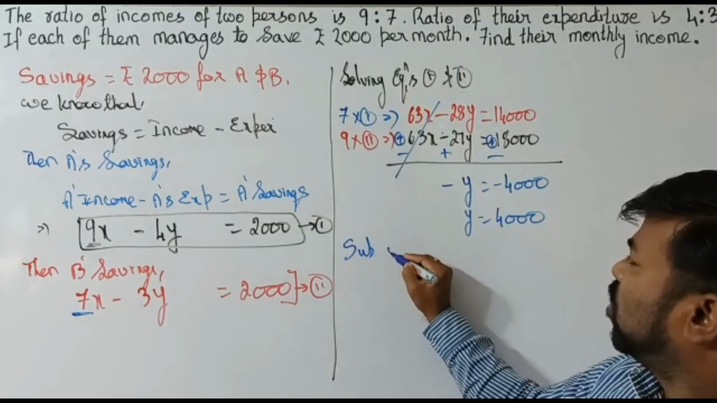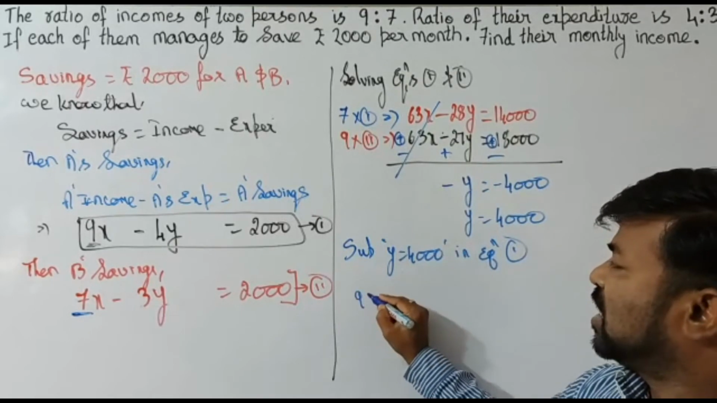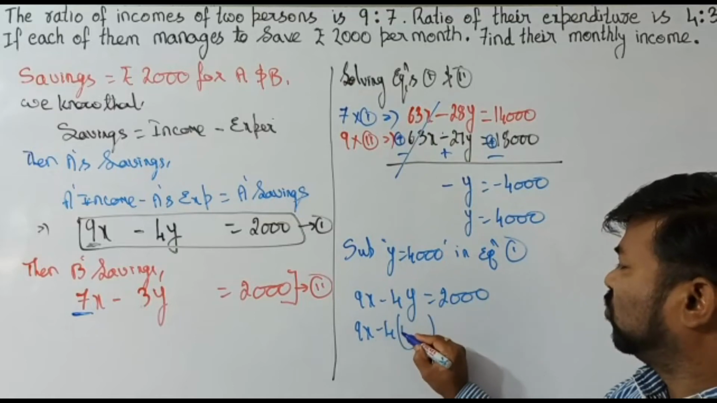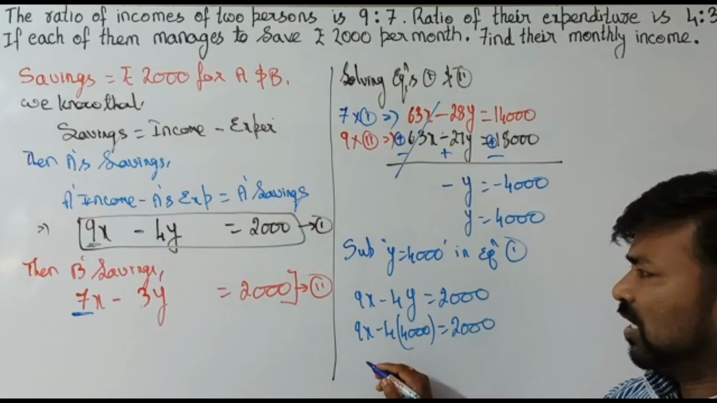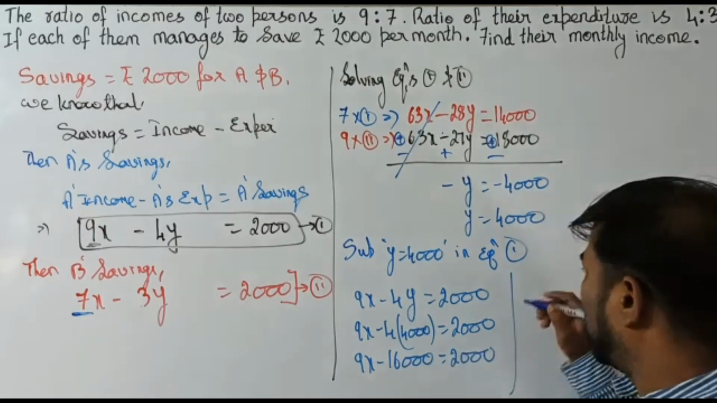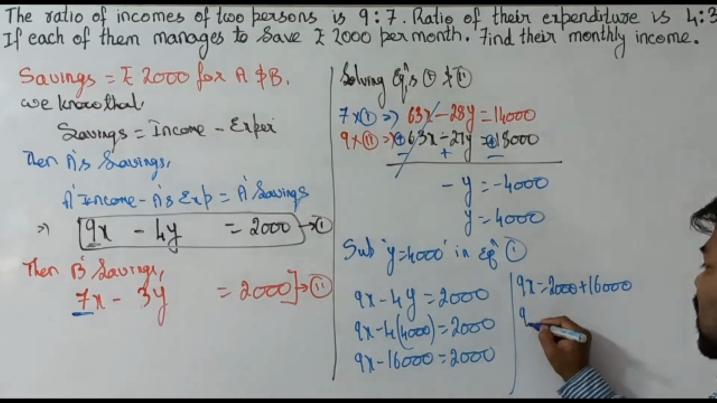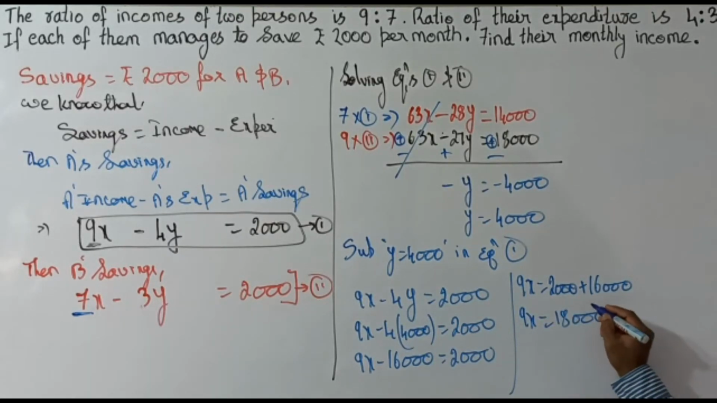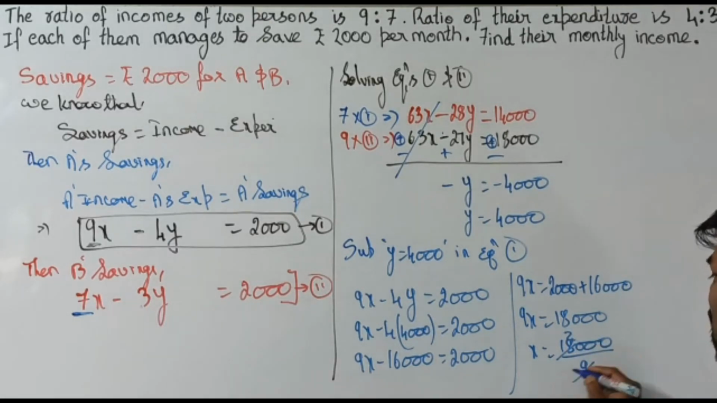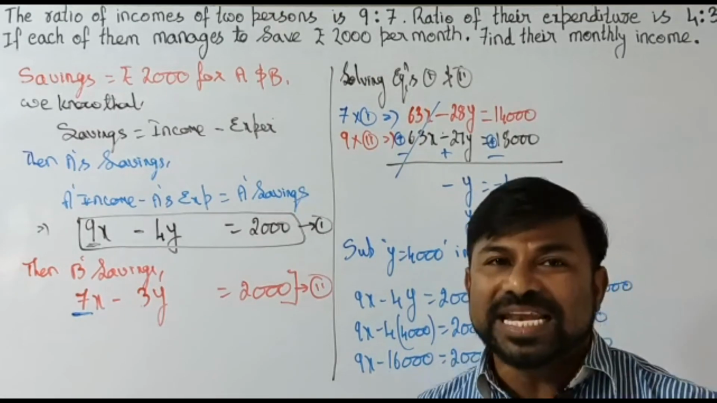So substituting y is equal to 4000 in equation 1. What is equation 1? 9x minus 4y equals 2000. Let's plug in: 9x minus 4 into 4000 equals 2000. It's nothing but 9x minus 16,000 equals 2000. Now if you simplify, 9x equals 2000 plus 16,000. Right, 9x is equal to 18,000. x equals 18,000 divided by 9. It's nothing but x equals 2000. What is that x? It's nothing but the unit value. Unit value of income is nothing but x.